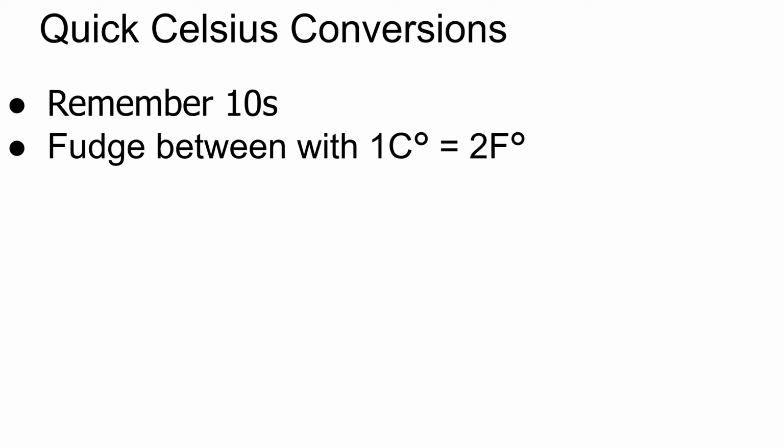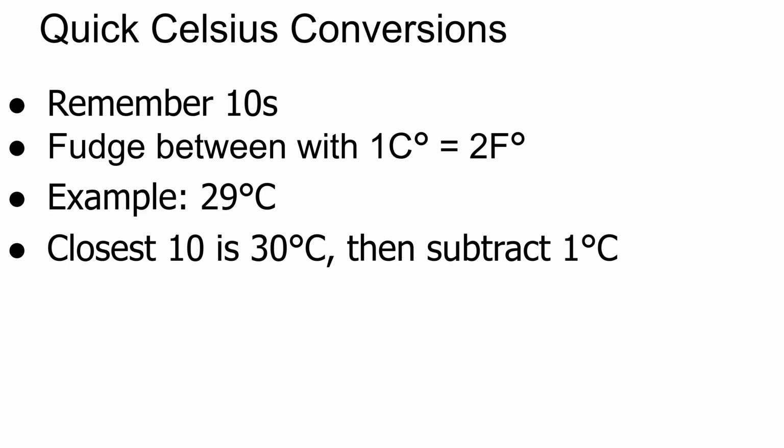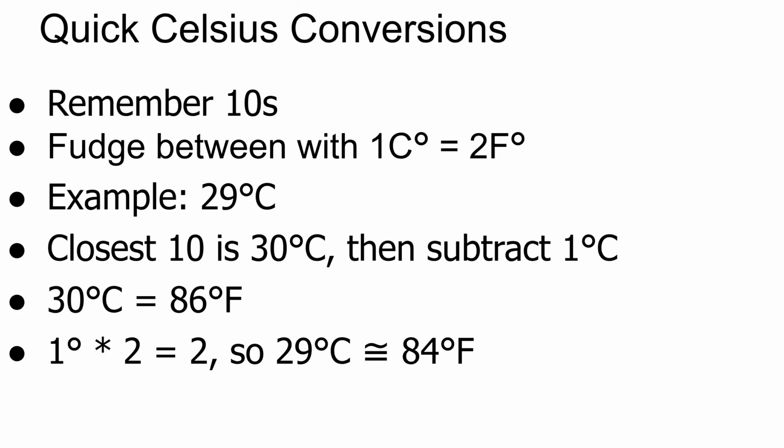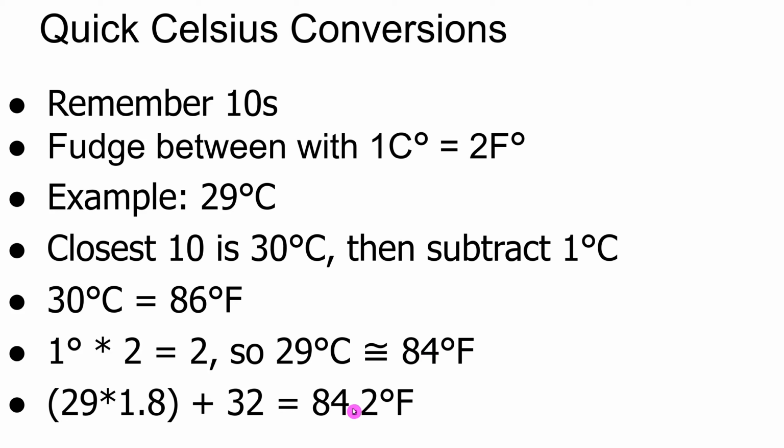And let's do another one. Remember the tens, in between fudge with 1 Celsius equals 2 Fahrenheit. So 29 Celsius, the closest is 30, then we're going to subtract 1. So 30 Celsius equals 86. We're 1 degree off, so 30 minus 1 is 29, 1 times 2 is 2, 86 minus 2 is going to be 84. And using the real formula, 29 times 1.8 plus 32 equals 84.2, so we're really close.